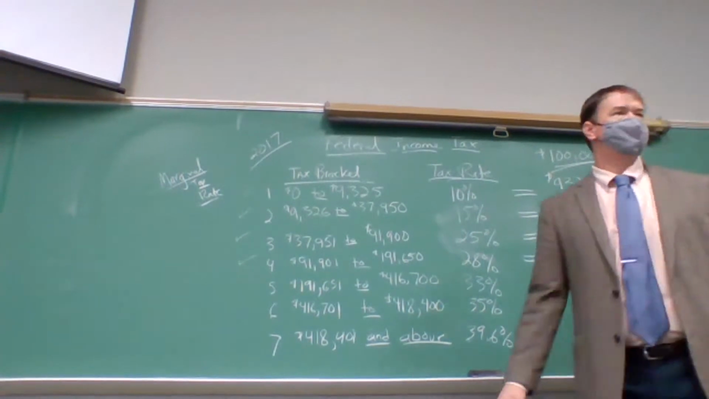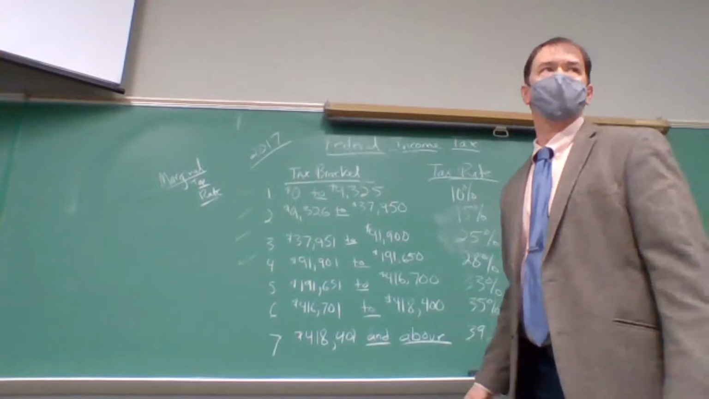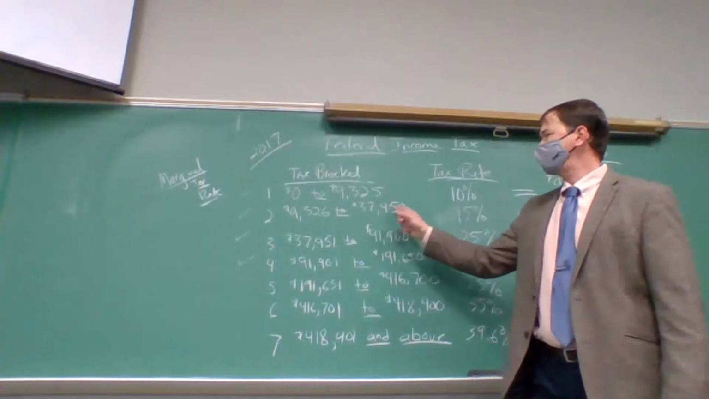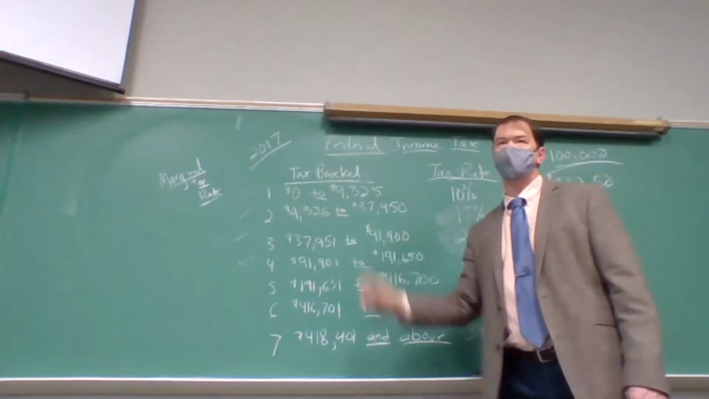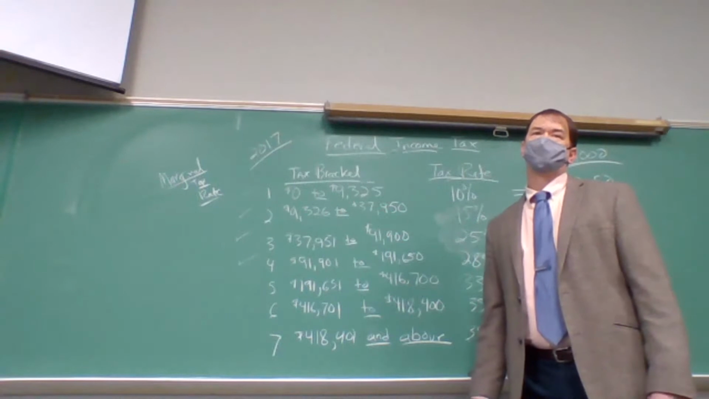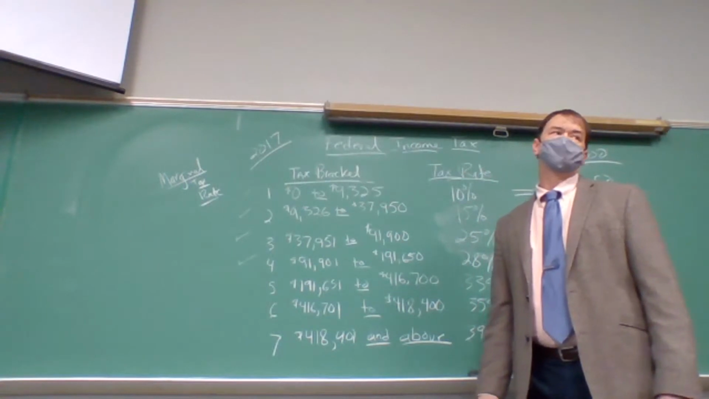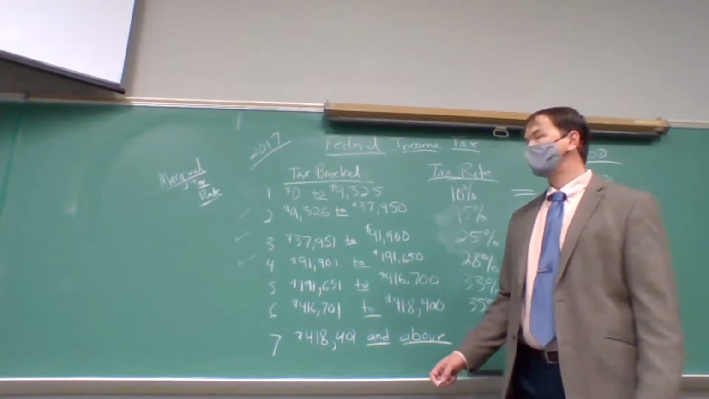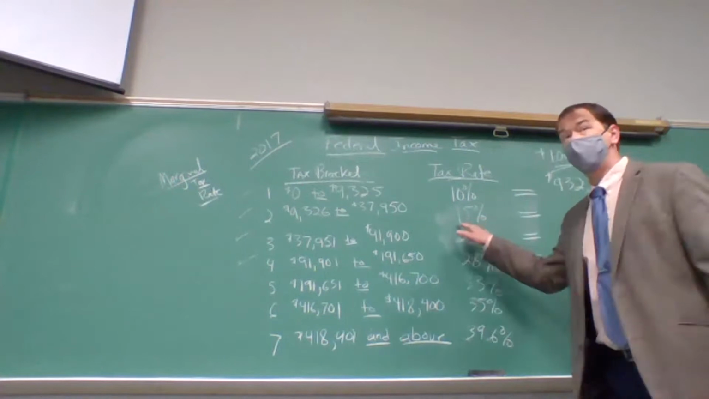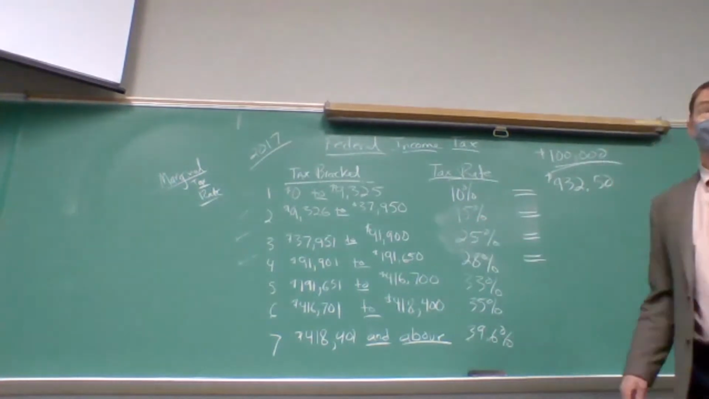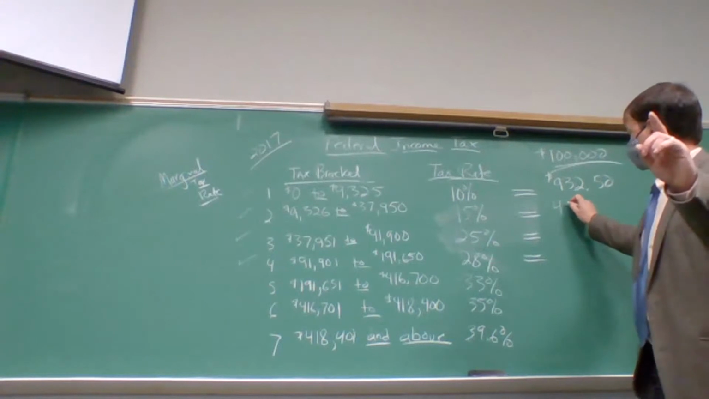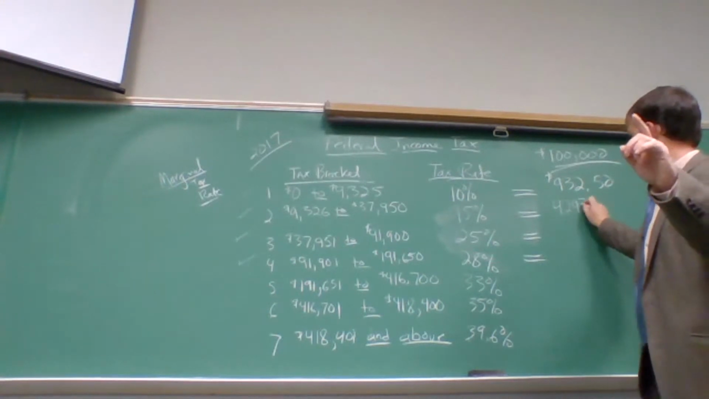Some of y'all got your phones out. You got a calculator on that phone? All right. There's live television here. Okay. It's hard to do. Take 37,950 and subtract 9,326 from it, and tell me what it is. 28,624. Now multiply it by 0.15. Say it one more time. 4,293.60.